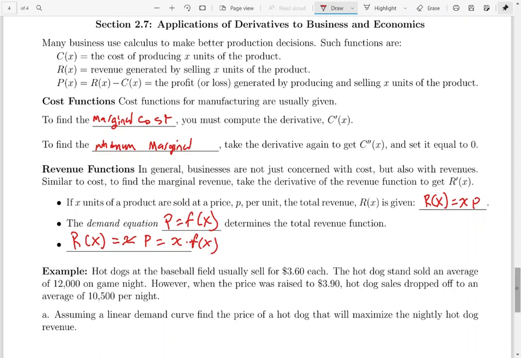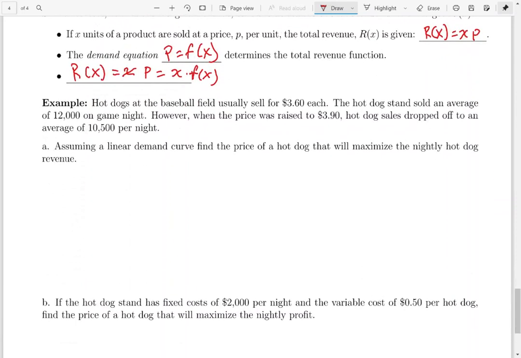So then let's play with an example. Hot dogs at the baseball field usually sell for $3.60 each. The hot dog stand sold an average of 12,000 on game night. However, when the price was raised to $3.90, hot dog sales dropped off to an average of 10,500 per night. Assuming a linear demand curve, find the price of a hot dog that will maximize the nightly hot dog revenue.